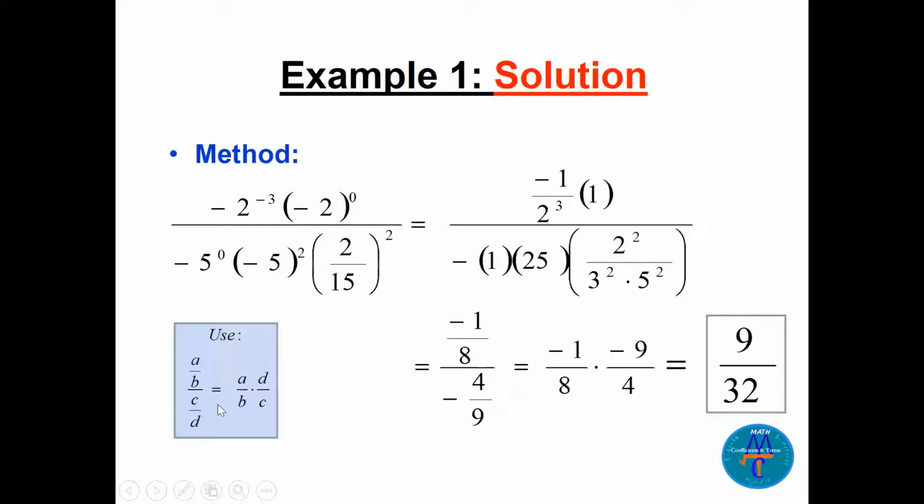Now let's apply this division of 2 fractions. Minus 1 over 8, and the reciprocal here, minus 9 over 4. You can put the minus anywhere. Minus with the minus will go. So the final answer, 9 over 32. Try to make the answer as simple as possible.